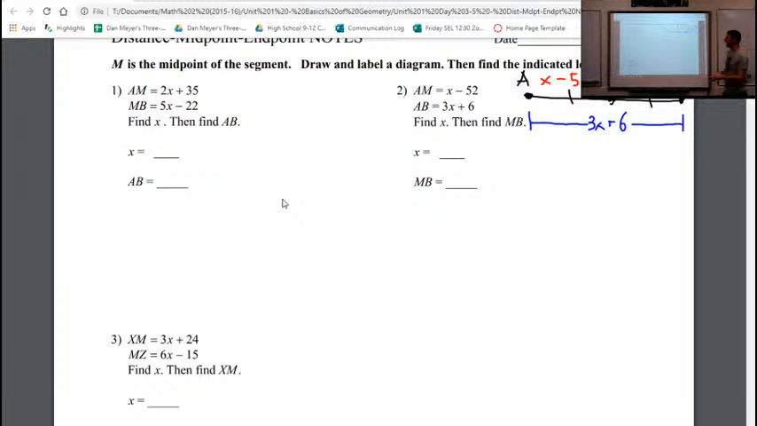And now I've got an equation. Because what I do know about A to B is it's got to be the sum of the parts. It's got to be the pieces of the segment added together. So I'm going to add together the parts and get the whole thing. 3x plus 6 is the whole thing.